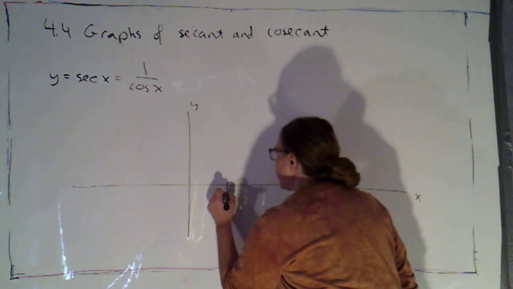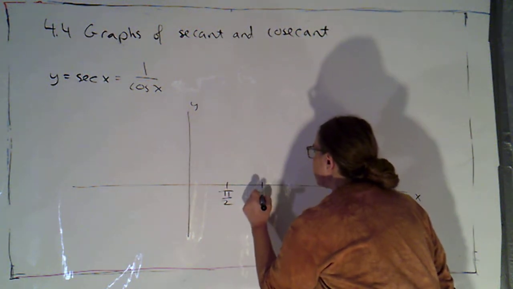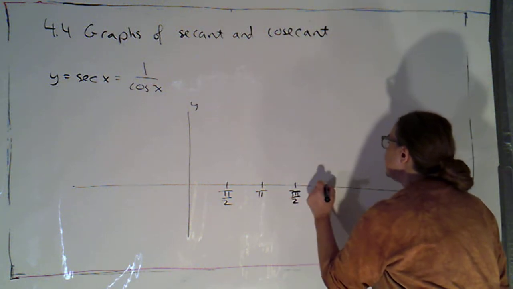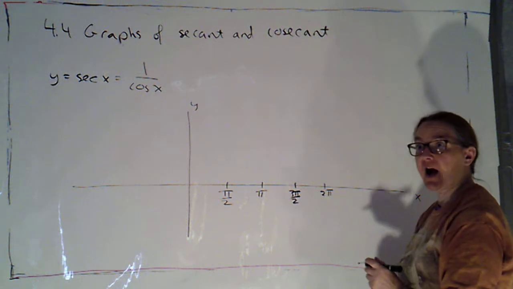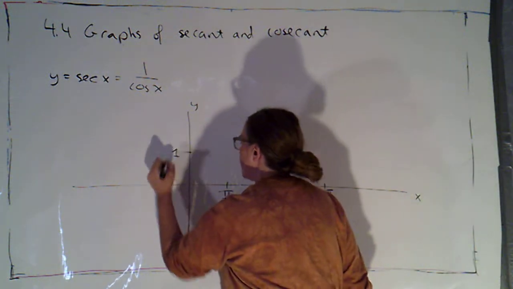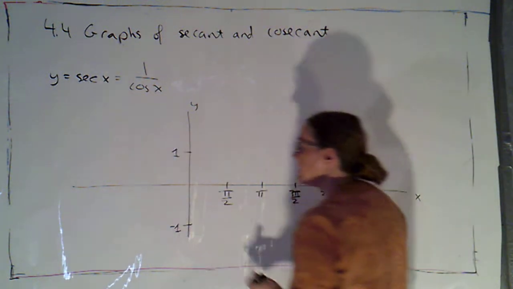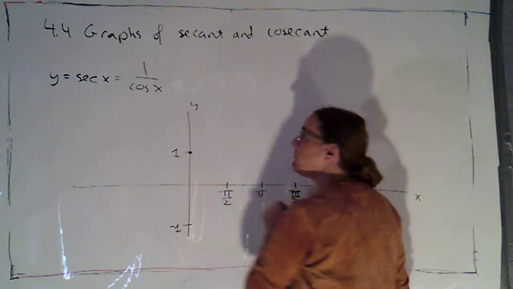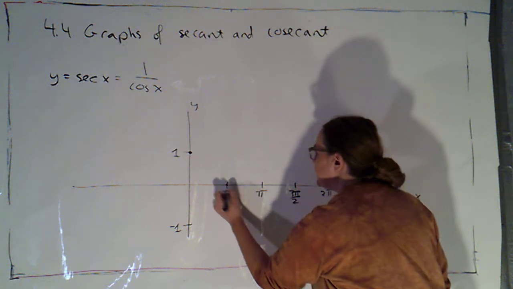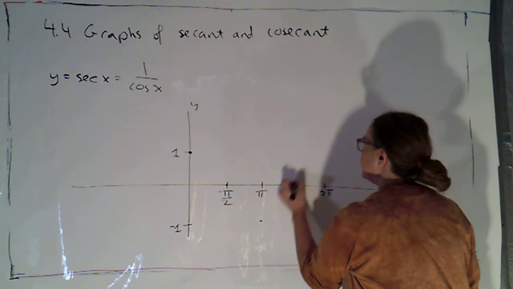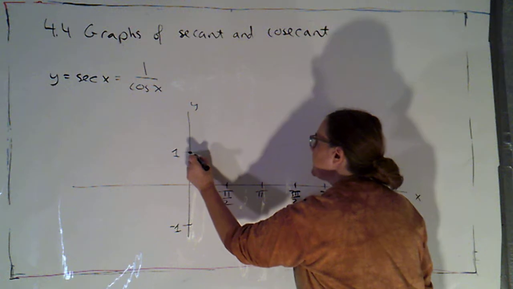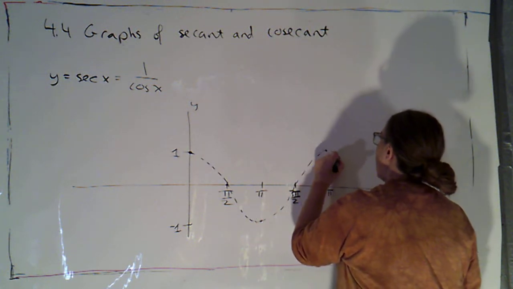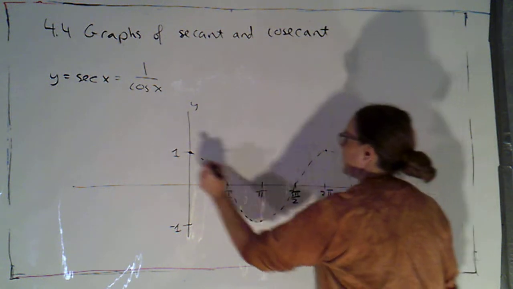So if I were graphing cosine, I would mark off my quadrantal angles, pi over 2, pi, 3 pi over 2, and 2 pi. I know my high values are 1, my low values are -1, and cosine, remember, starts at a high value of 1. So it goes 1, 0, -1, 0, 1, and I'm just going to connect those points with a dotted curve.